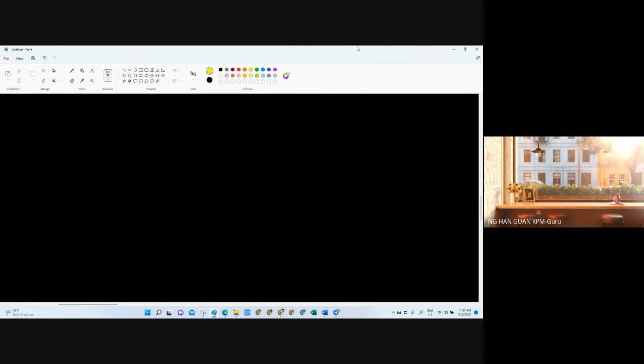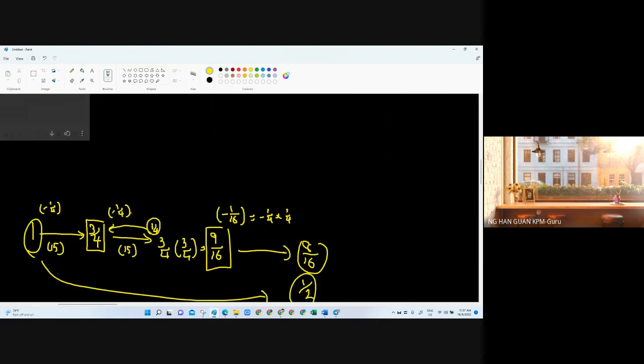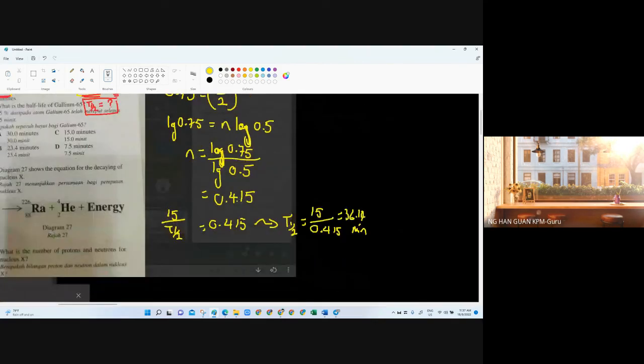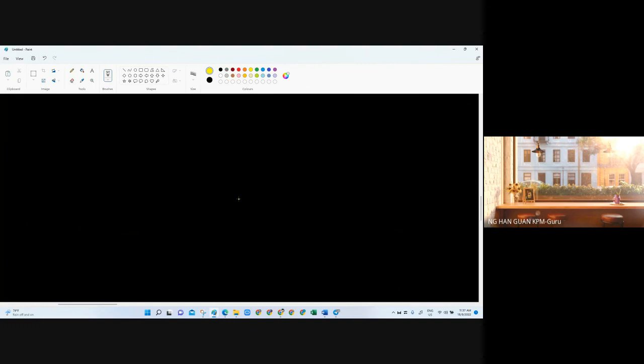Let's say there is a question with an incomplete half-life like that, where they want to know how many half-lives. The half-life actually is 0.415, not even a whole half-life. So how are we going to solve it?